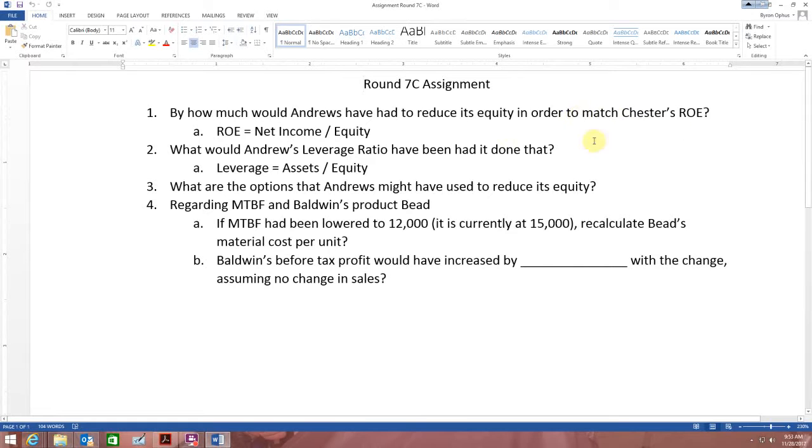But in any event, you know what the ROE is, right? We want to match Chester's ROE, so Chester's ROE goes there. Net income is whatever Andrews had for net income. So you've got two legs of a three-legged stool. You just have to solve for the third one. Relatively simple algebra there. And then the next step is just to subtract what you get there from what its equity actually was, so you get the amount.